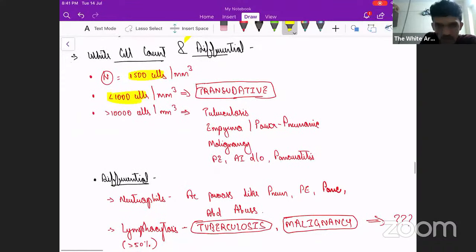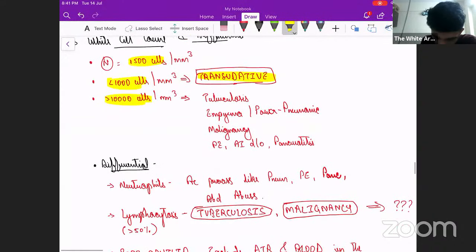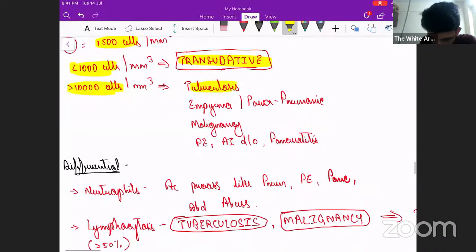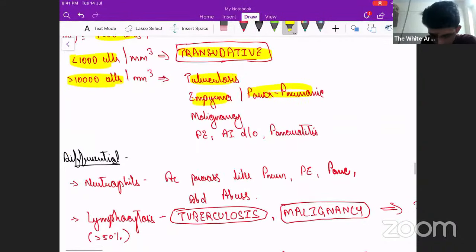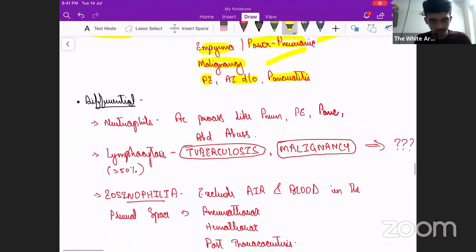If it is less than 1000 cells, we think of transudative fluid. If it is greater than 10,000 cells, we'll think of exudative, mainly tuberculosis, empyema or parapneumonic, secondary to infection, malignancy, and then comes pulmonary embolism, autoimmune disorder, pancreatitis. All those are later we'll think of, mainly we'll think of these three causes. Okay. Next comes the differential count.